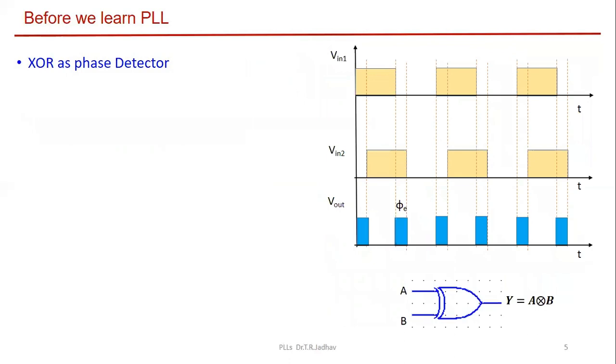So this was the concept. Let us understand the limitation of this XOR phase detector through its transfer characteristics. So same waveforms, just for the reference, it is replicated here. Okay. Output is directly proportional to the phase difference.